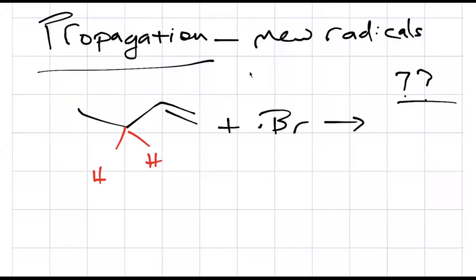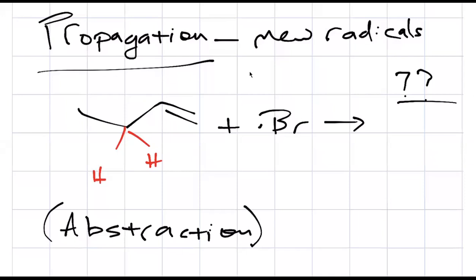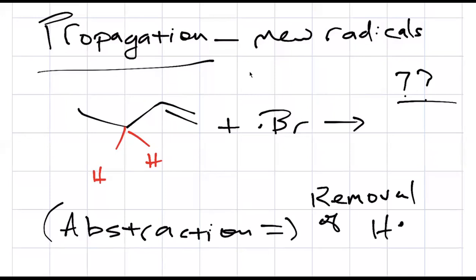How do I show that at that step? Remember, in propagation, what happens is we do abstraction. Or what is that? Anybody remember what that is? You just said it, but you didn't give me the term. It's removal of a hydrogen radical. Right, that process is called abstraction, and it's all homolytic and homogenic.